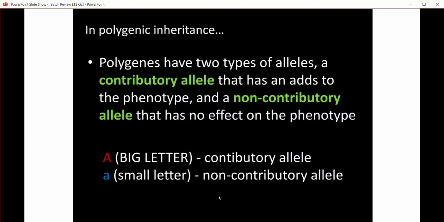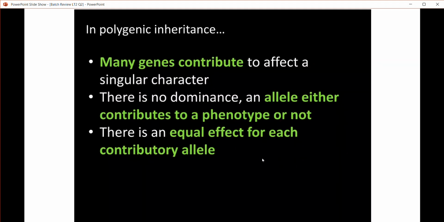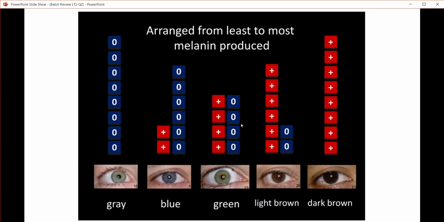So that will be the great difference between the two. So again, the big A is contributory, the small a would be non-contributory. One more thing you have to take note of is that the dominant allele has an equal effect for each contributory allele and it contributes to the phenotype. So whether it contributes or not, that will be the characteristic of the big A or the small a, the dominant or the recessive.